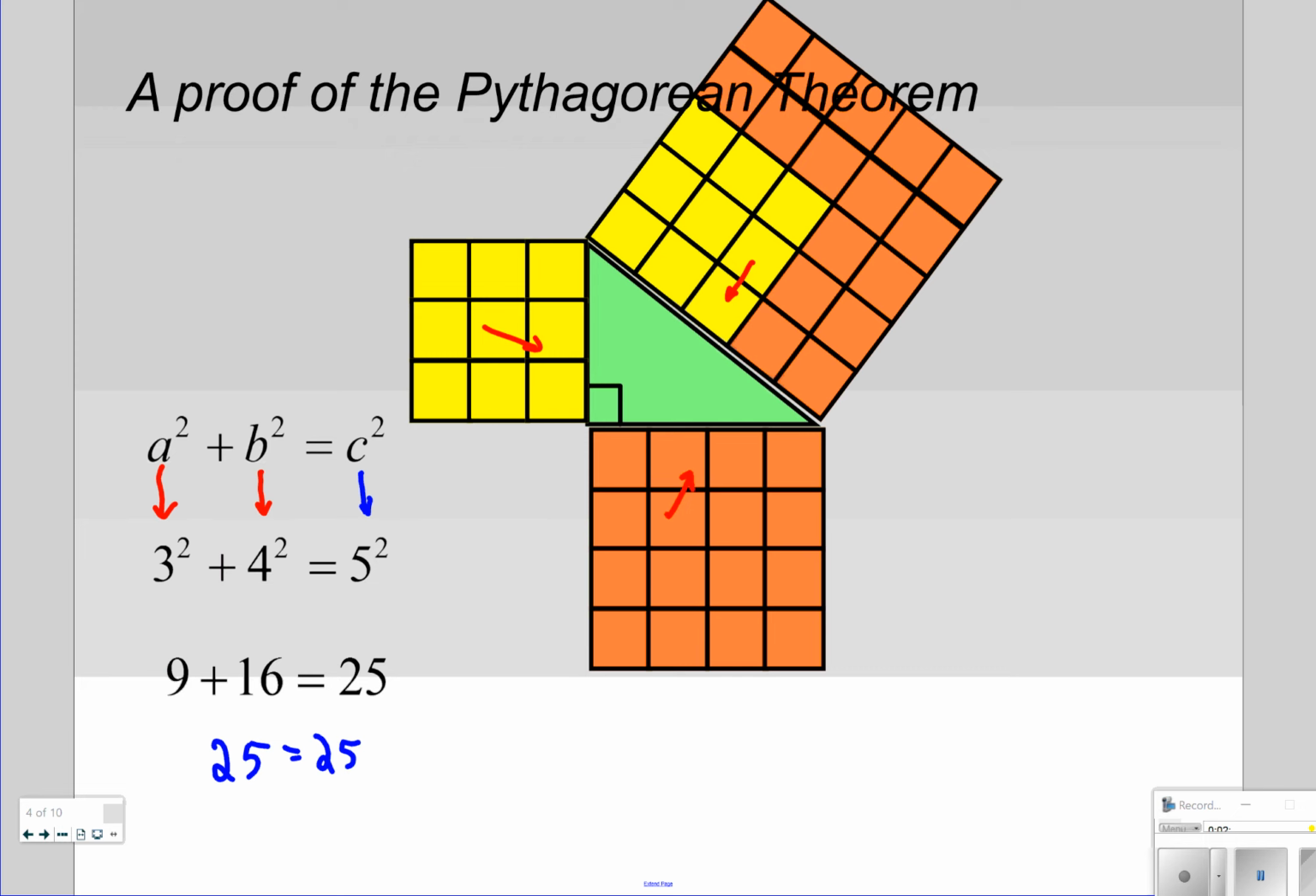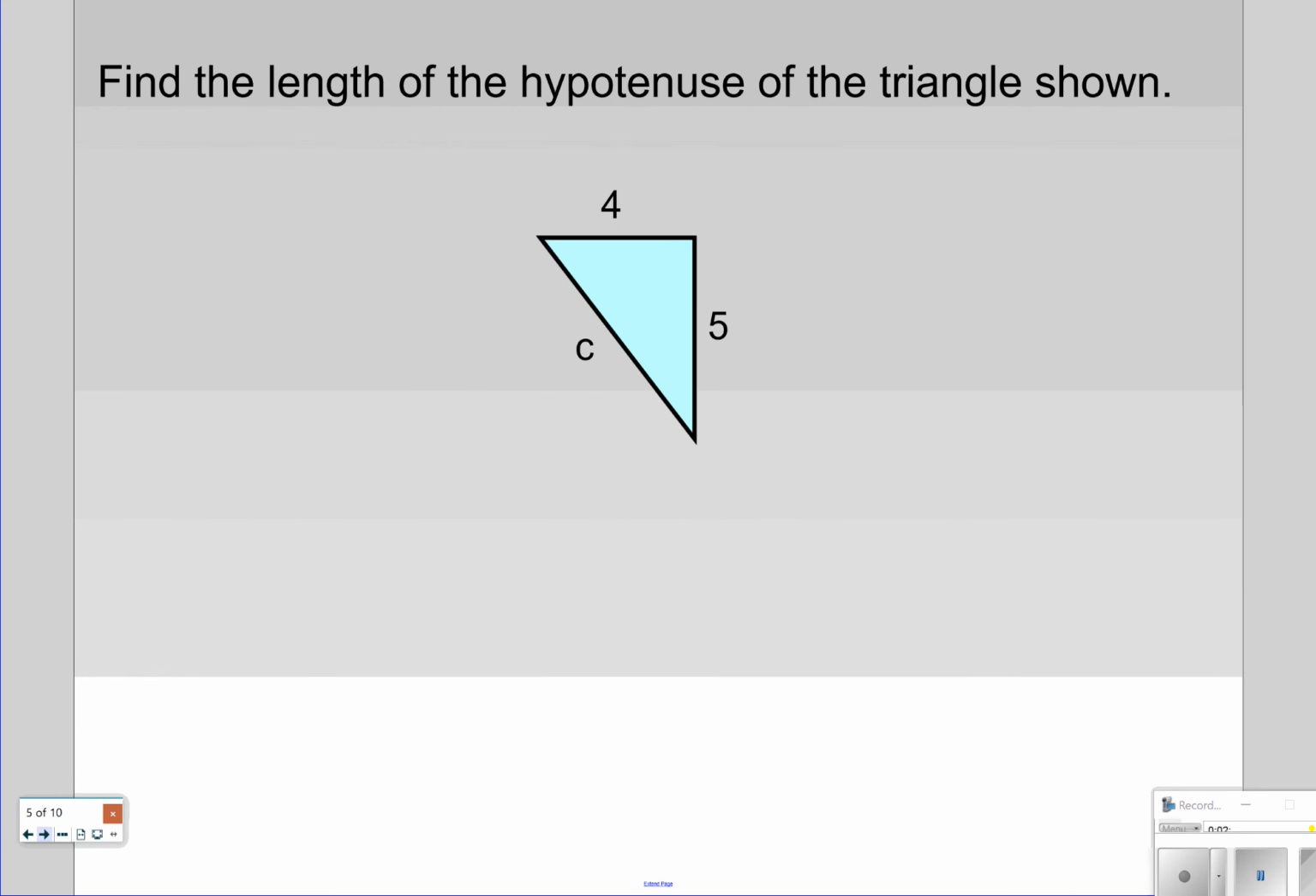So how can we use this? How does this connect with our radical equations? Let's look at an example. It says, find the length of the hypotenuse of the triangle shown. Well, if you look at our triangle, our right angle is right here, which means that our hypotenuse must be letter C. So we'll use the Pythagorean theorem.